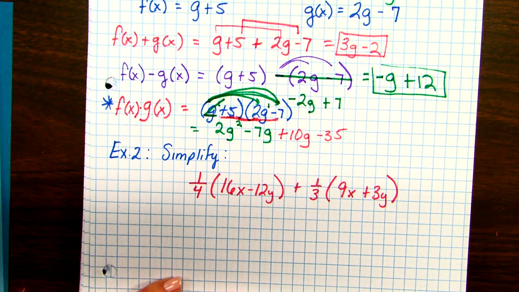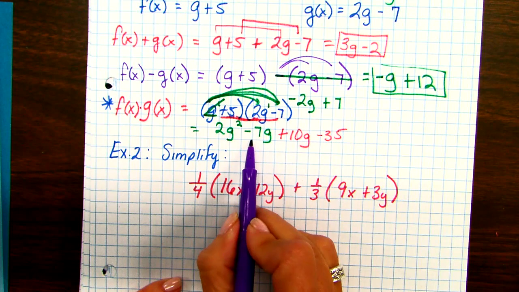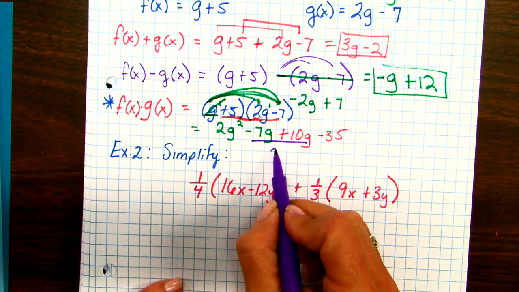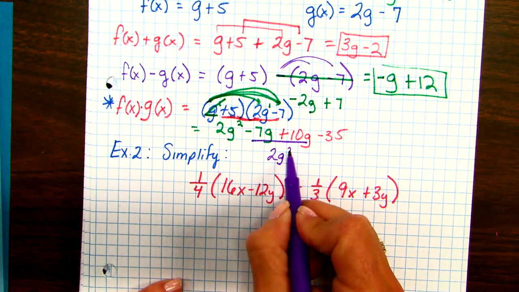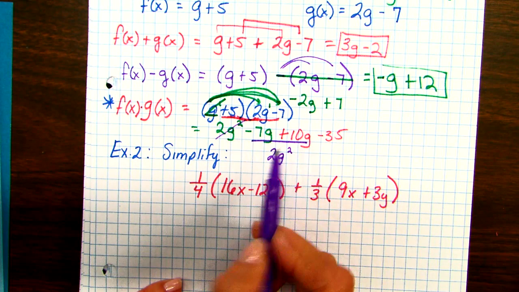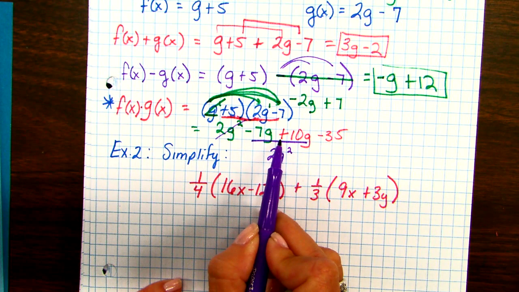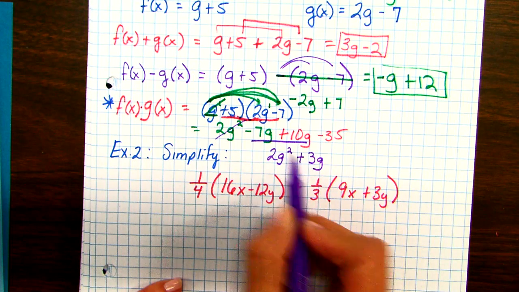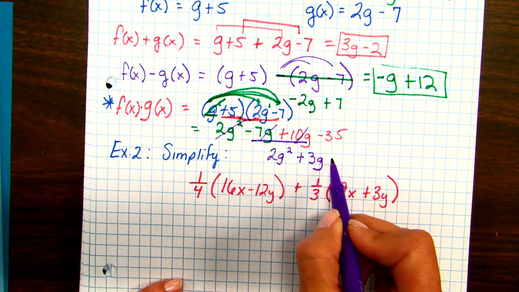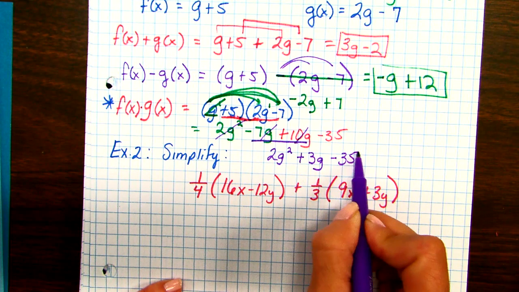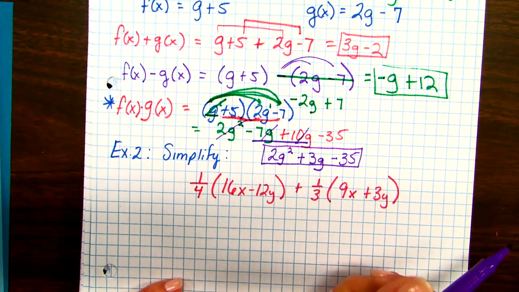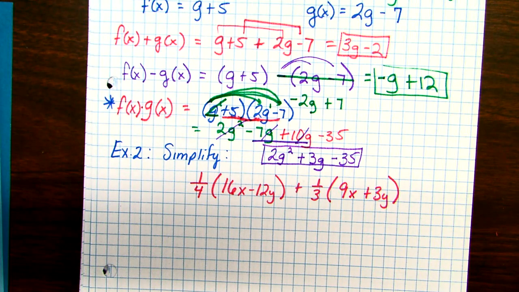And then 99% of the time, you can combine those two middle terms because they're like terms. So my final answer would be 2g squared, right? Negative 7 plus 10 is positive 3. That's these two. And then minus 35. So there's a little work to show on multiplication. Difficult work, but you have to do it.